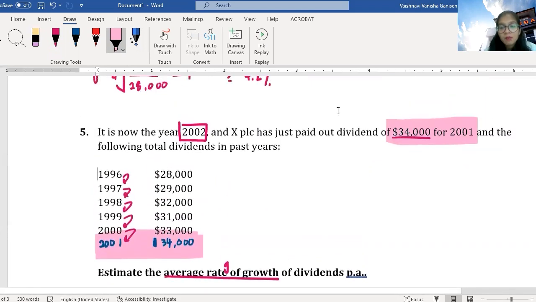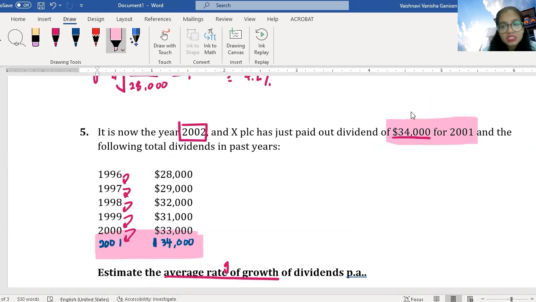Sometimes the examiner will give you part of the information in a tabular format and the other part of the information just to make your life miserable. He will put it here. So you need to be aware. You need to be wary. You need to know where the information is hidden, or where the information is given.